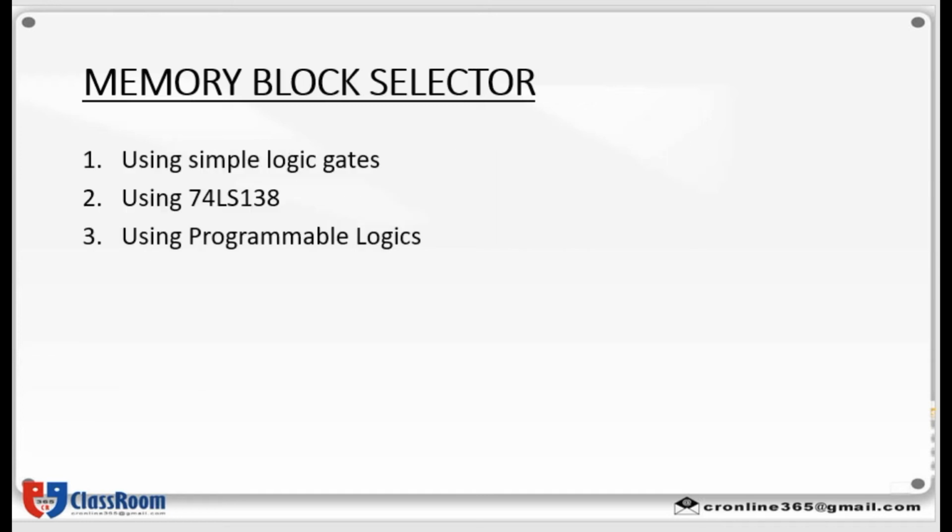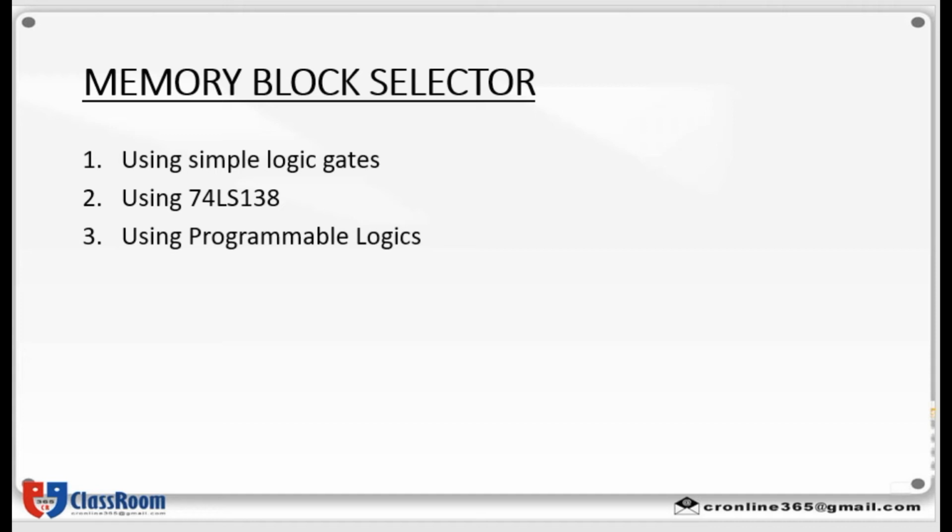Then, next is memory block selector. Normally, memories are divided into blocks, and the output of the decoder selects a given memory block. There are three ways to generate a memory block selector.